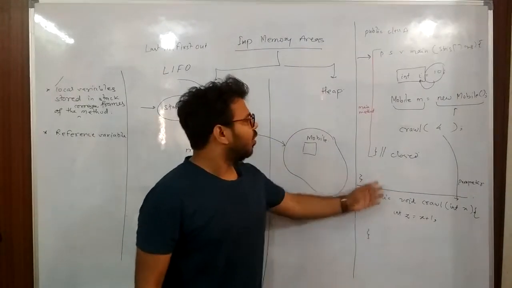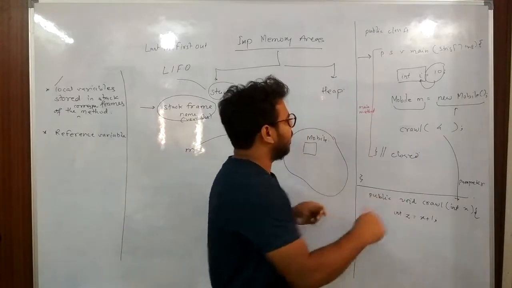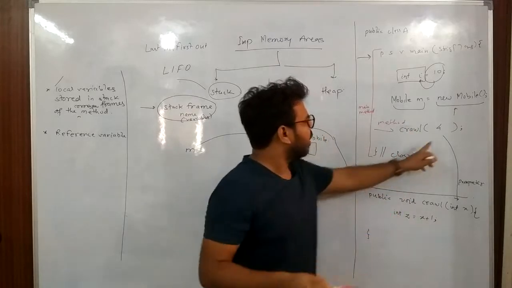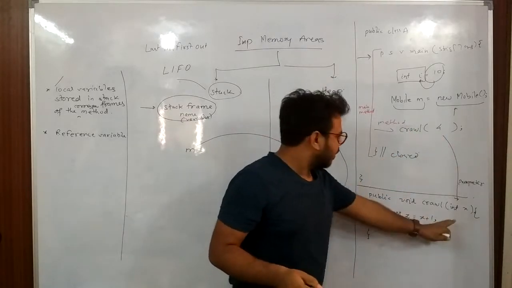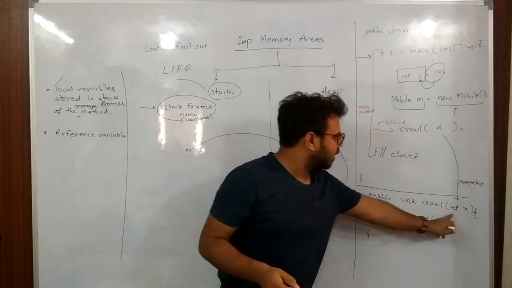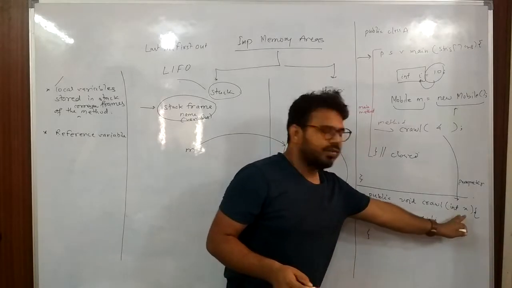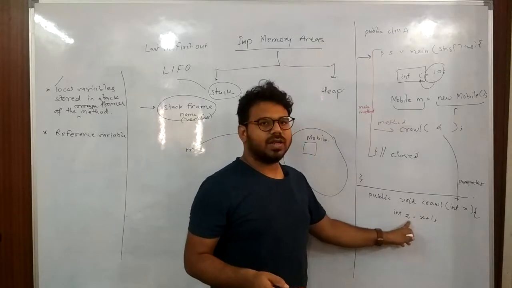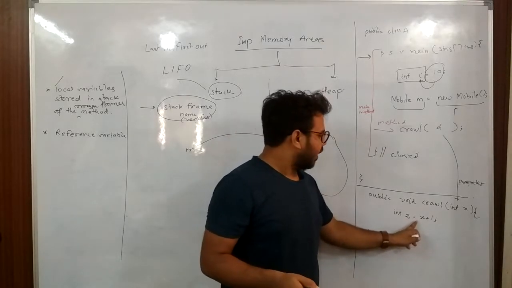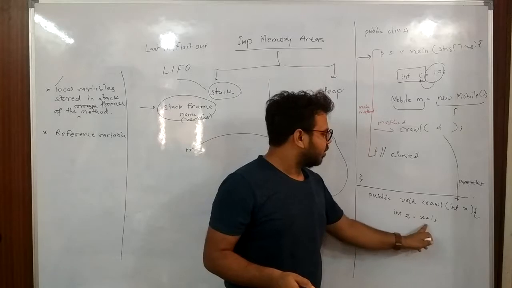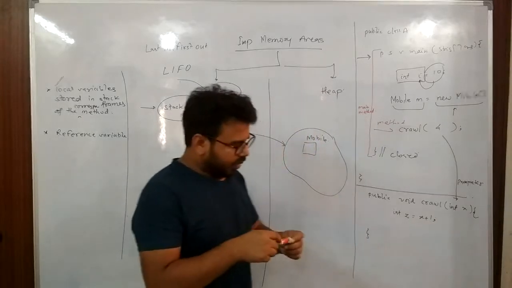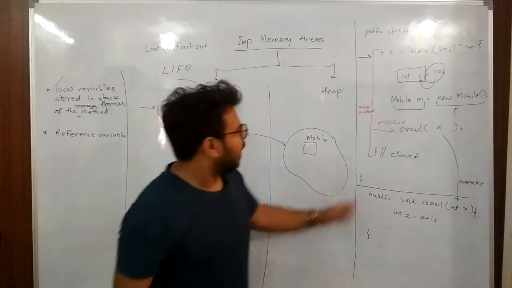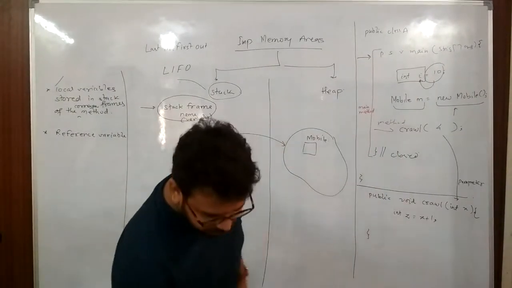Now think of it. What will happen when we call this crawl method by passing argument 4? Here we have the declaration of this method, crawl, with int x as the parameter, and inside it we are declaring a new variable, int z, and we are assigning z is equal to x plus 1. So what happens at this line?